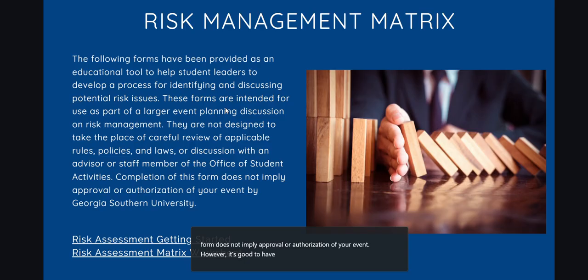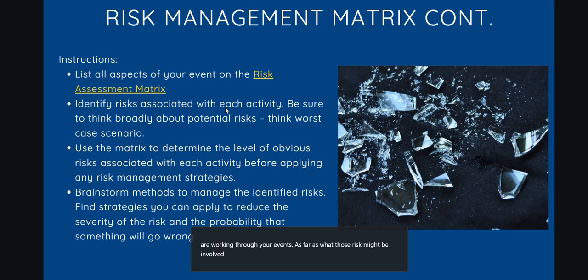However, it's good for you to have this worksheet at the bottom of your saved folder so that you can make sure you have everything in order as you are working through your events, as far as what those risks might be. Next, for the instructions on how to use this matrix, you'll list all aspects of your event on the matrix, and then you'll identify the risks associated with each activity.